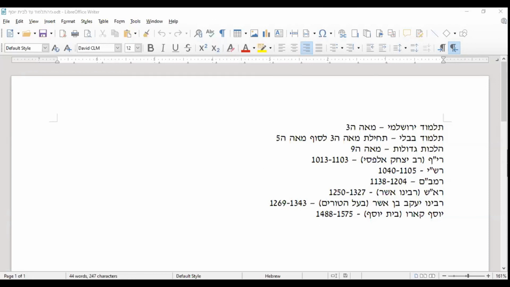Where does the Pri Megadim fit into this? The Pri Megadim was a commentary. It's a commentary on a commentary. I think the word is a super-commentary. He wrote commentaries on the two main commentaries on the Shulchan Aruch. So you have the Shulchan Aruch, and on the Orach Chaim you have, on the part of the page that's close to the binding, the Taz, and on the outer part of the page you have the Magen Avraham. And the Pri Megadim wrote a commentary on each of them.